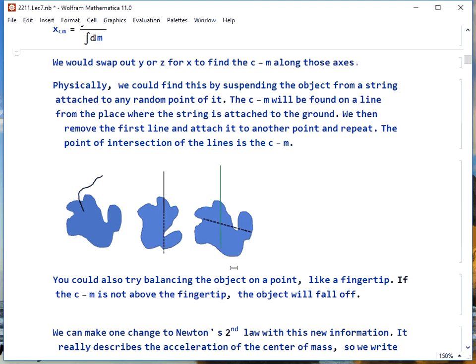We could also balance the object on a point like a nail or a fingertip, and if the center of mass is above that point, you can balance it.